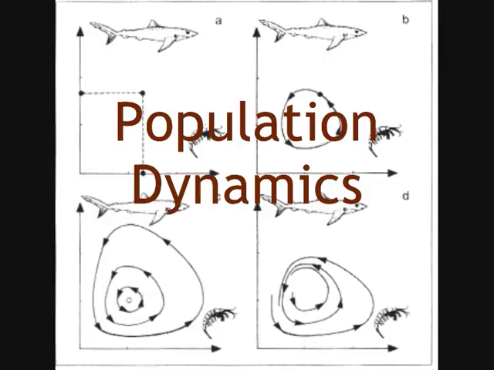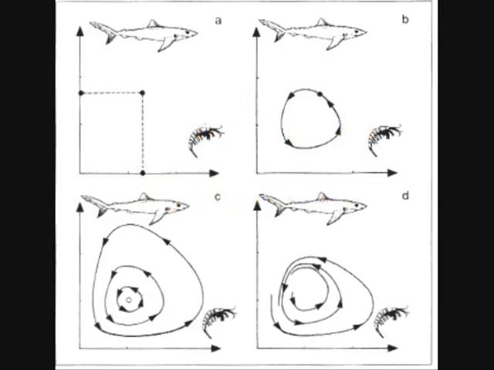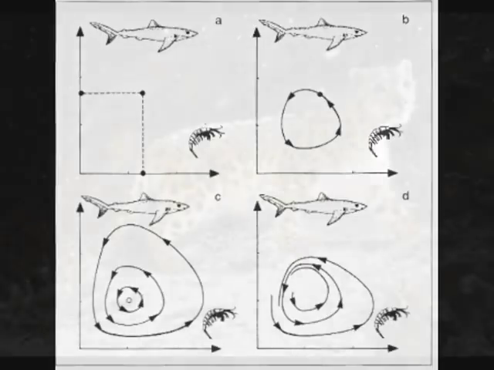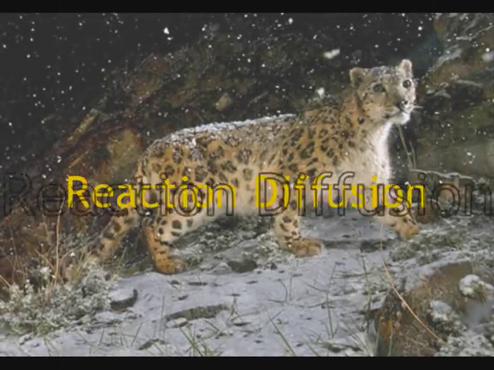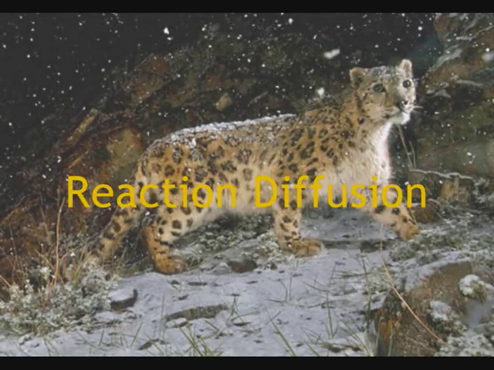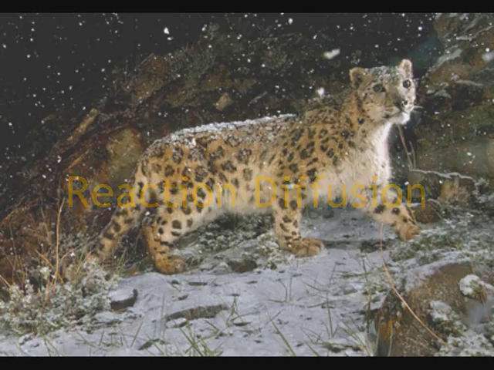Certain areas of math, such as differential calculus, can be shown to govern how populations grow and collapse. Animal skin markings. The mathematics of reaction diffusion can explain the patterns on animal skins.